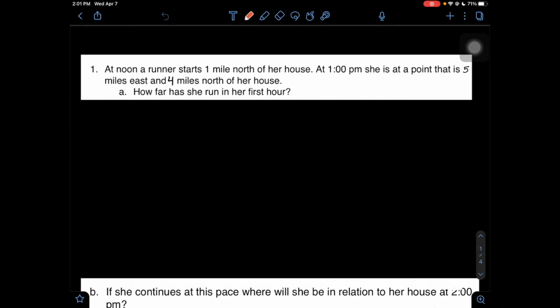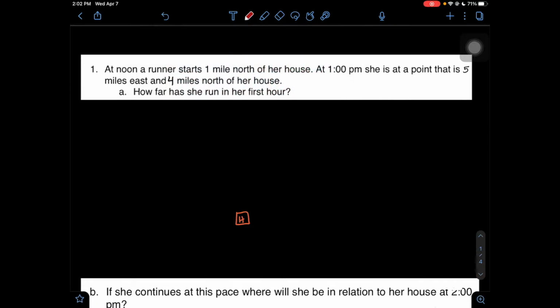From noon to 1 p.m. is 1 hour, so we're trying to find how far she went from the point 1 mile north of her house to the next point at 5 miles east and 4 miles north of her house. I like to start off this question by drawing a diagram. So we can say that this orange box is our house, and we can label it H.